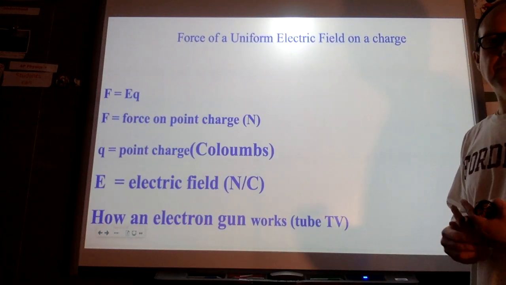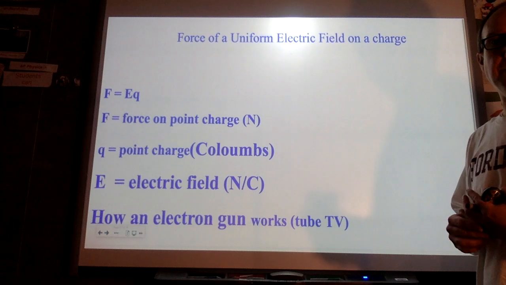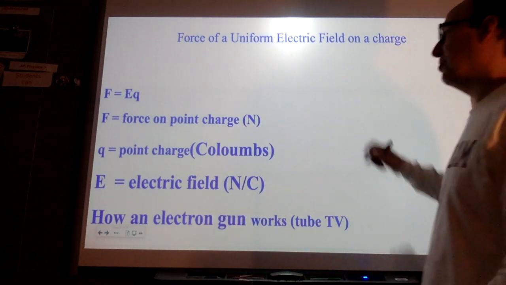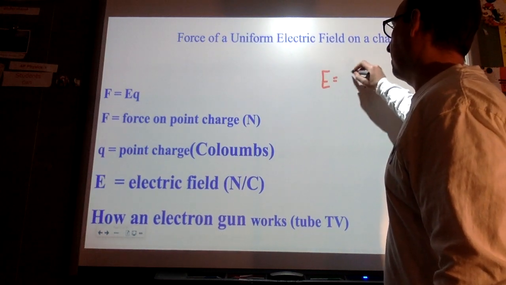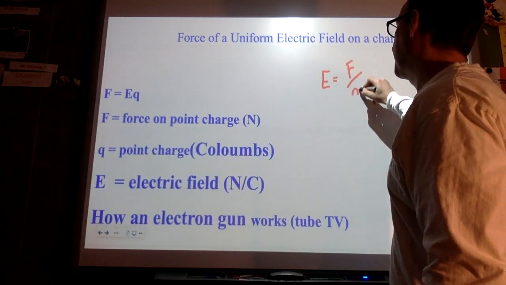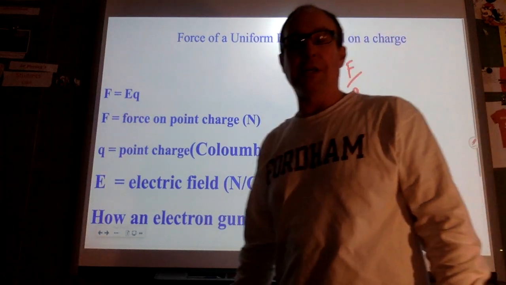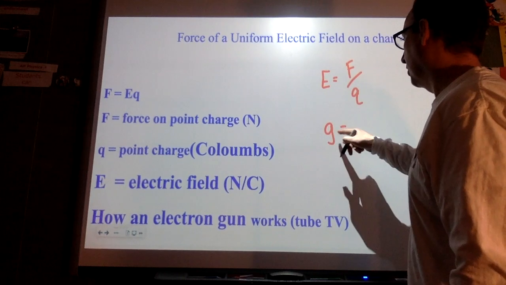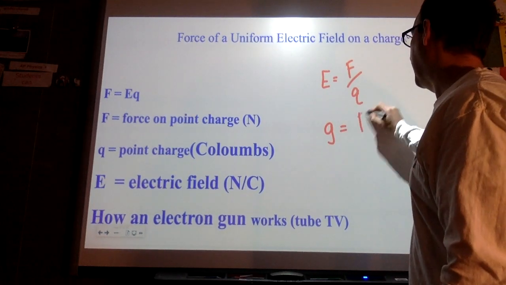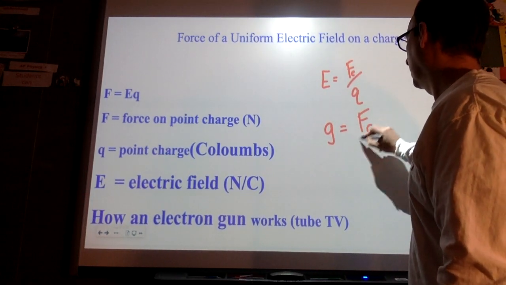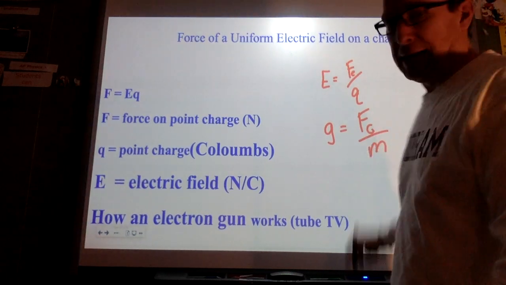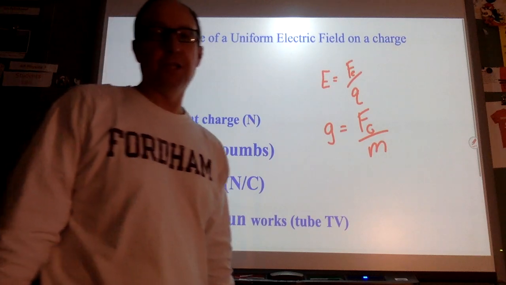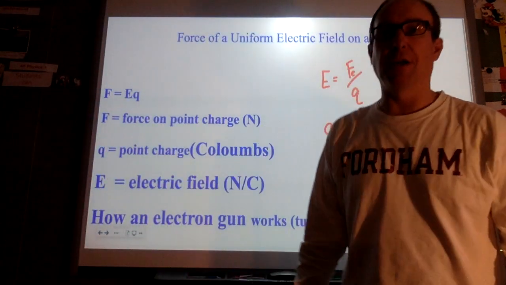To find out what this force is in a uniform field, you can say that F is equal to E times Q. And we already defined electric field as the force divided by Q. Just like we defined the gravitational field as, I should put E here, right? I just canceled out a mass, right? We got the gravitational field strength. So this would be how an electron gun works.